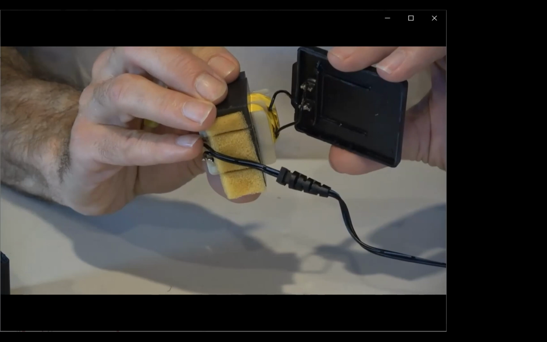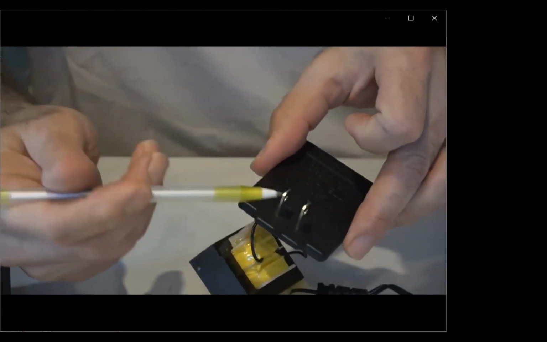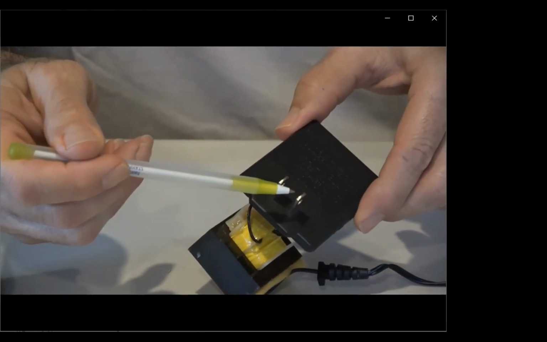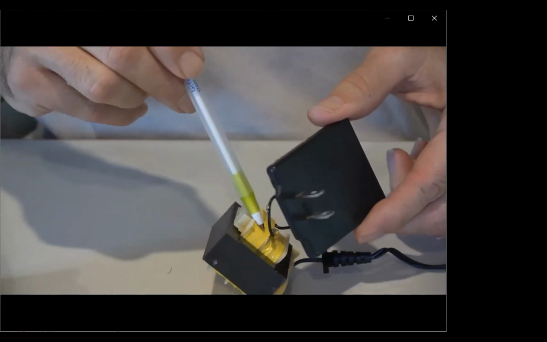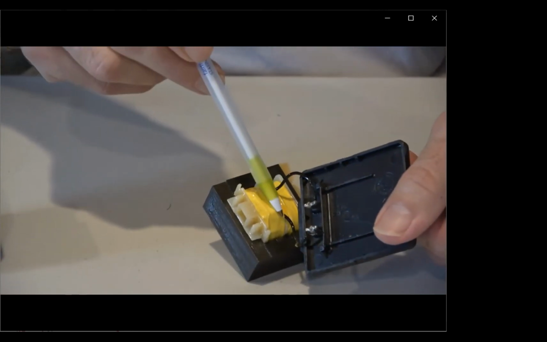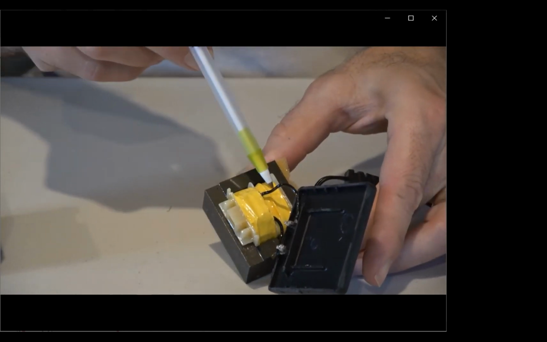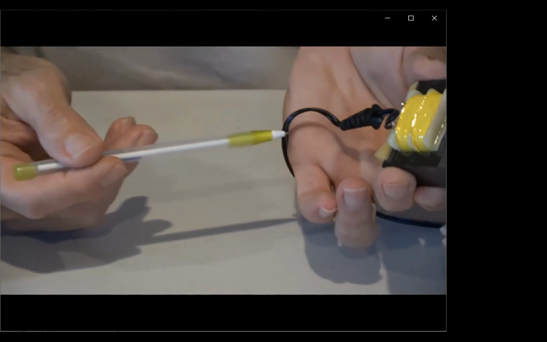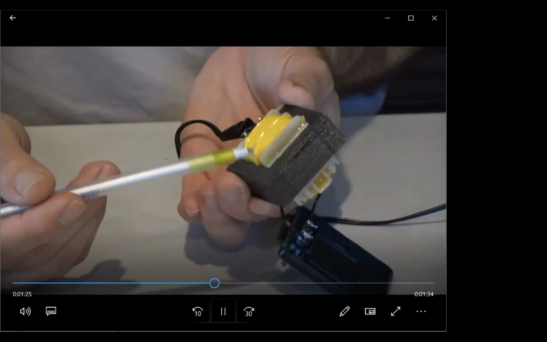From this angle, you can see power from the wall goes in the plug, and it is connected directly to that top coil. The lower coil has outputs that go to our device. But something is missing from our little black box. Can you think of what it is? Stop the video and see if you can tell what's missing.